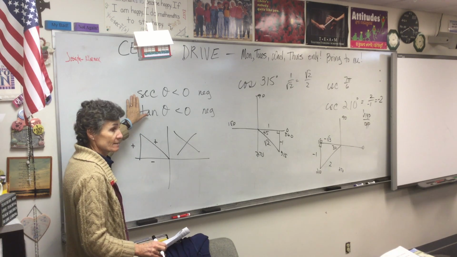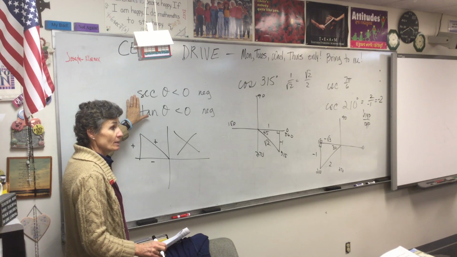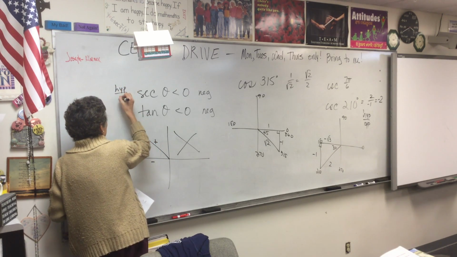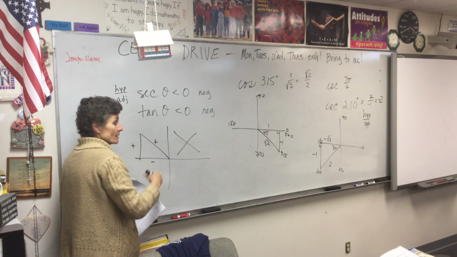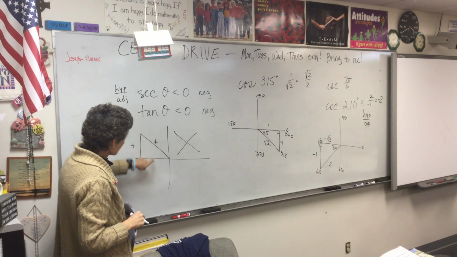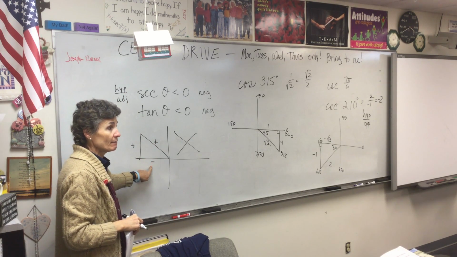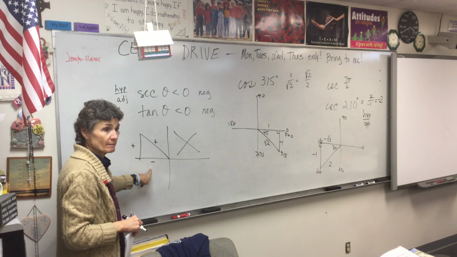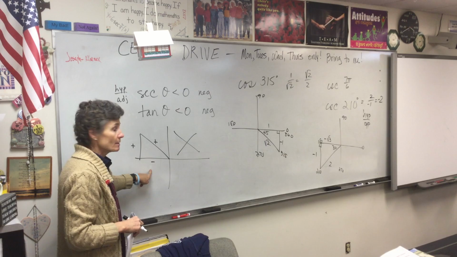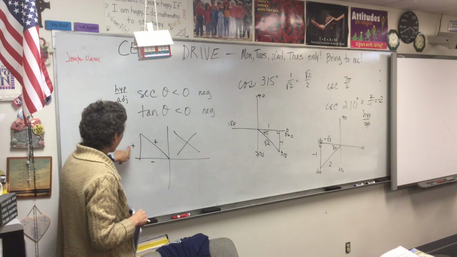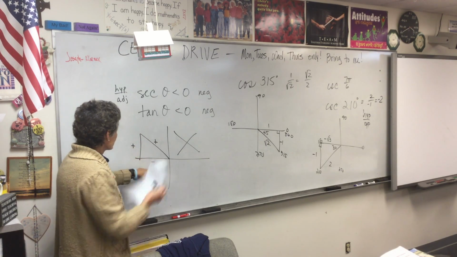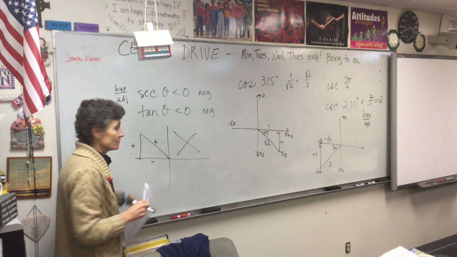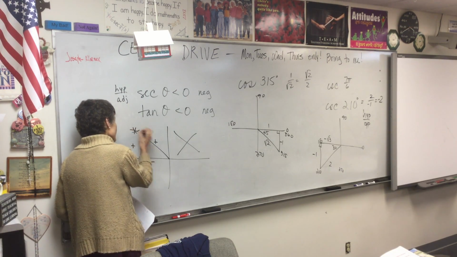Now, what's secant? Reciprocal of cosine. So this would be hypotenuse over adjacent. If you put hypotenuse over adjacent, would that be negative? What about if you put opposite over adjacent? That's tangent. Opposite over adjacent, would that be negative? Here's your answer, right there.